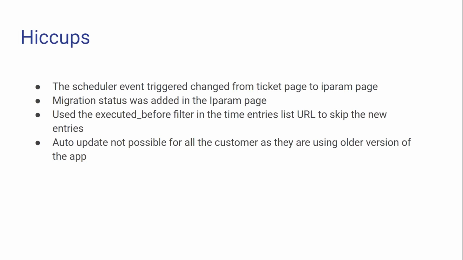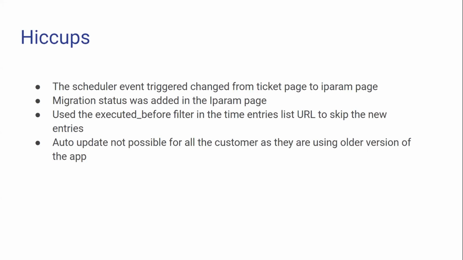Also, one more challenge we faced is, as I said earlier, we used the time entries list API call to fetch the time entries, but we might run into an endless loop where, for example, a Freshdesk domain has a lot of agents who are logging time entries daily. Then we have to loop through all the time entries.